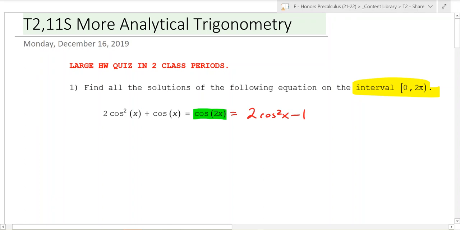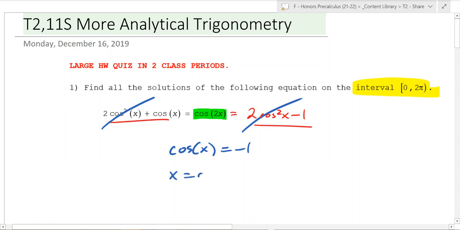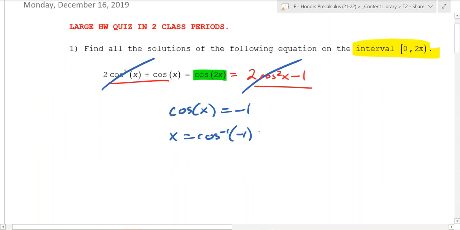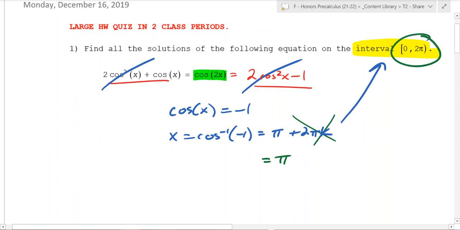That's an identity. So now we have this is equal to this, which means you have 2 cosine squared on both sides. They cancel, so you're left with cosine of x is equal to negative 1. So x is equal to cosine inverse of negative 1. The cosine of what is negative 1? And that's pi plus 2 pi k. But it's on this interval, so we can take this away right here, and the answer is just pi. We only want the one answer that's in this interval.